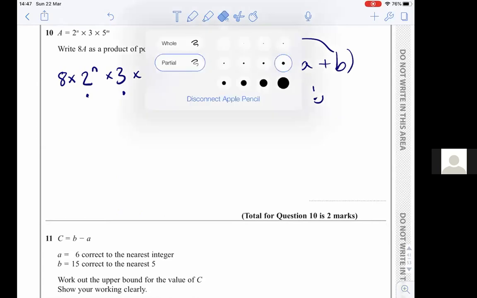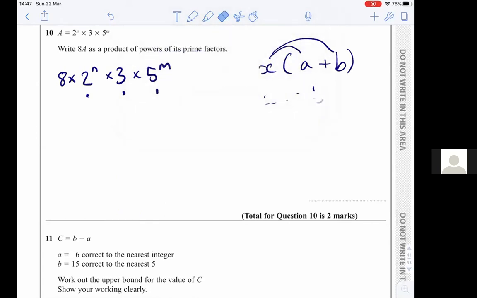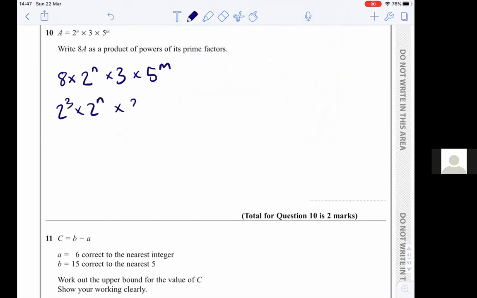So let me just go back to erasing everything here. So I can think about this as 8 is 2 cubed times 2 to the n times 3 times 5 to the m. Now I can combine these powers, adding the powers together, 2 to the power of 3 plus n times 3 times 5 to the m. So that's going to be my answer.